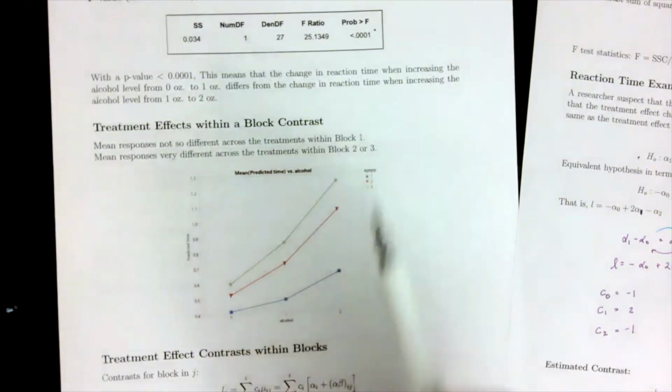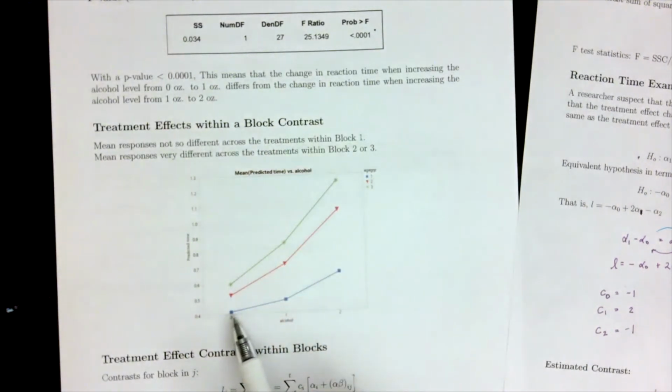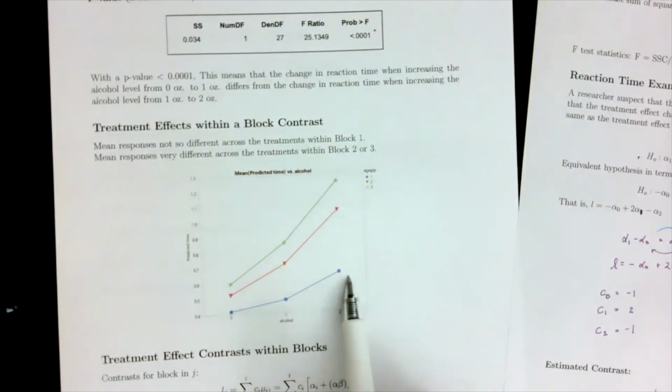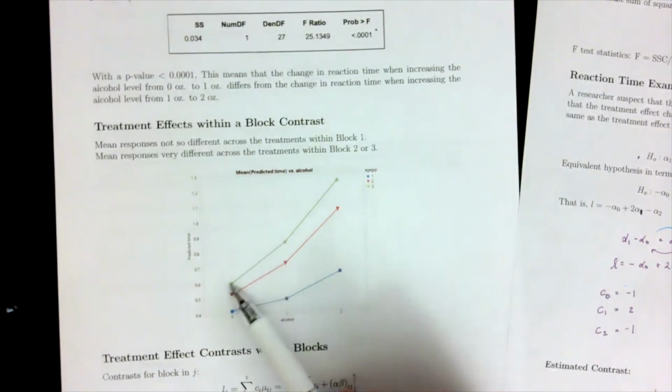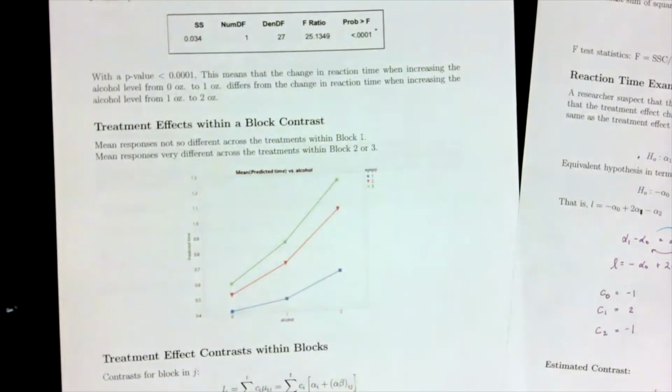Okay, so maybe in group 1, this blue line, the means don't differ, but in the red and green line, the treatment means do differ. And so this is going to allow us to really look at the interaction, the treatment effect within block.